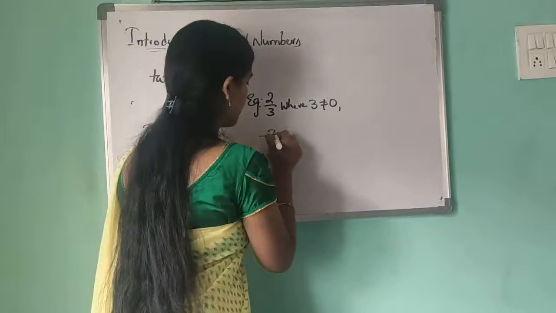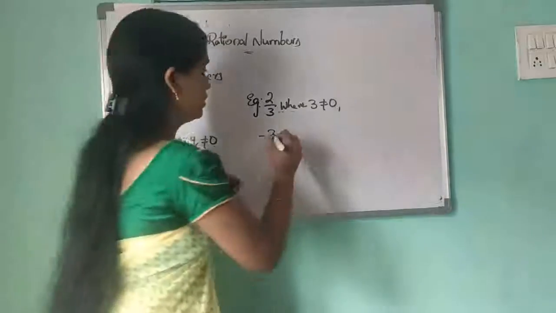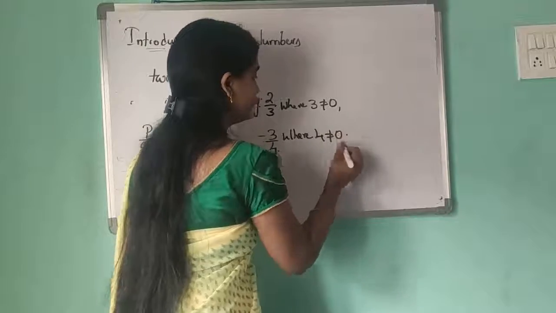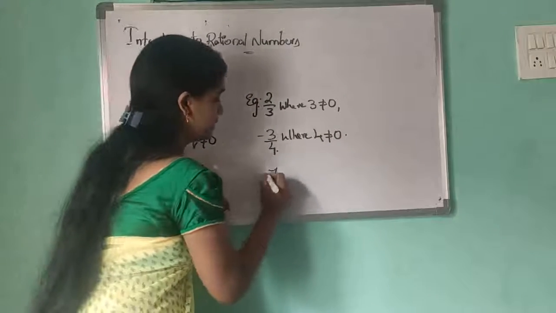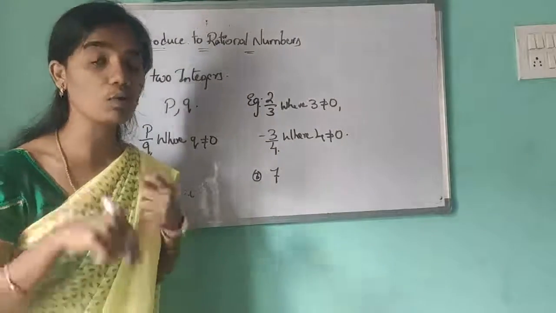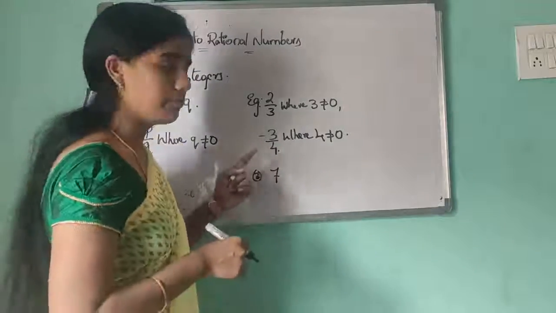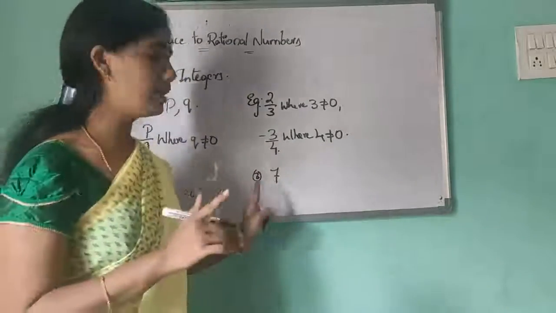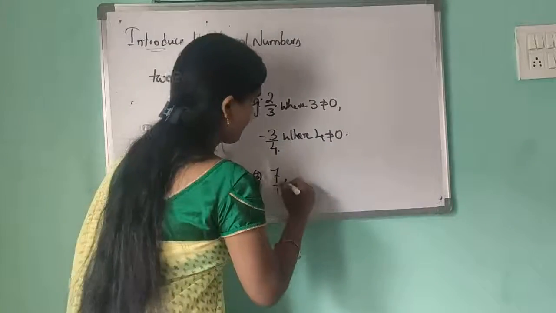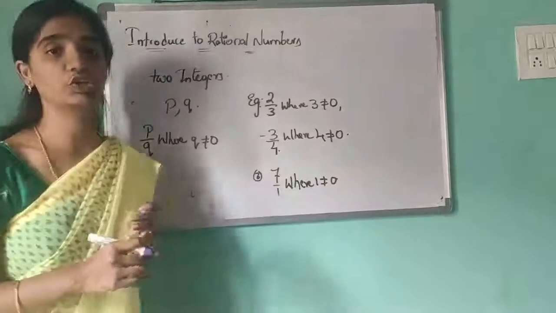Let's take another example, minus 3 by 4. The denominator 4 is also not equal to 0. Third example, 7. Here I am taking a single number and the denominator is not there. So how is the denominator not equal to 0? If only a single number is given, we have to represent 7 by 1, where 1 is not equal to 0.